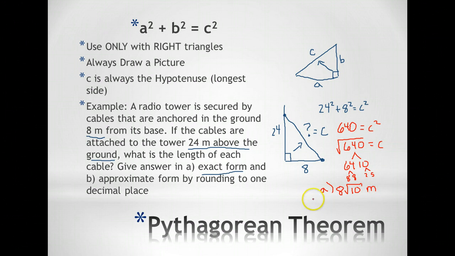The approximate form, rounding to 1 decimal place, we have to use a calculator again and figure out the square root of 640. And it's 25.298 is the approximate square root. So it says rounding to 1 decimal place. 25.298. If I round it to one decimal place, that's about 0.3. So it's about 25.3 meters long.